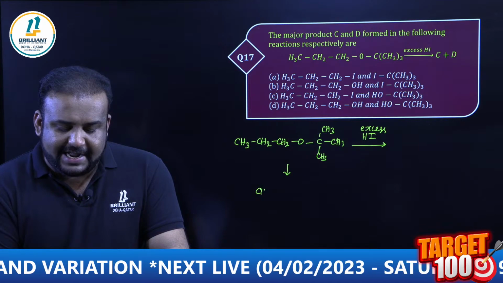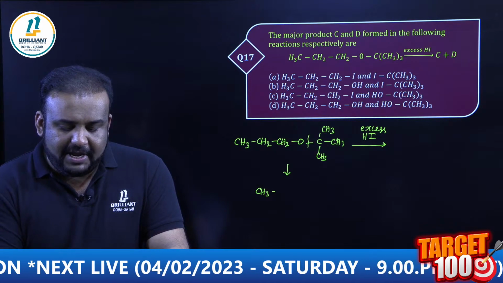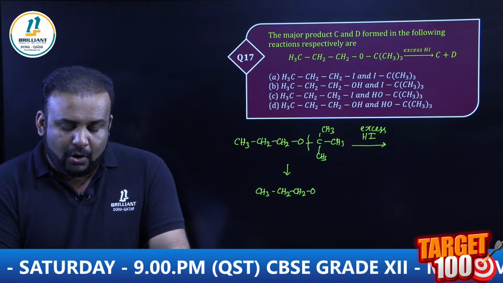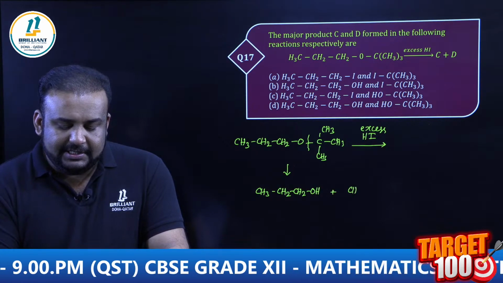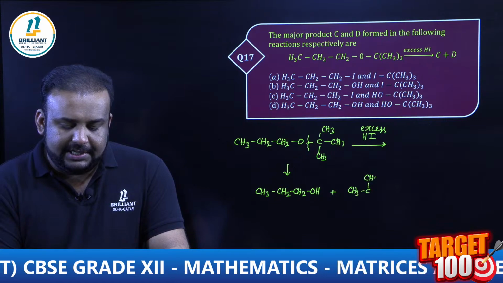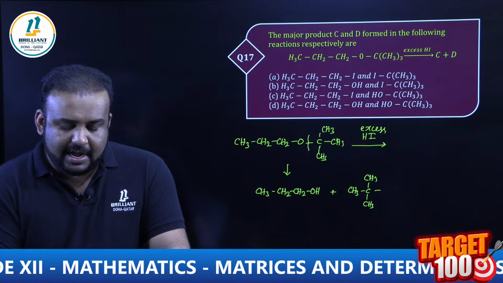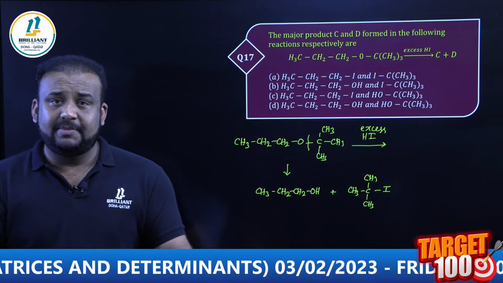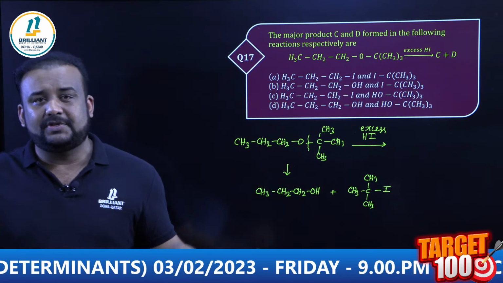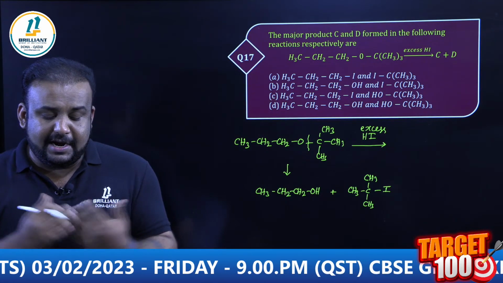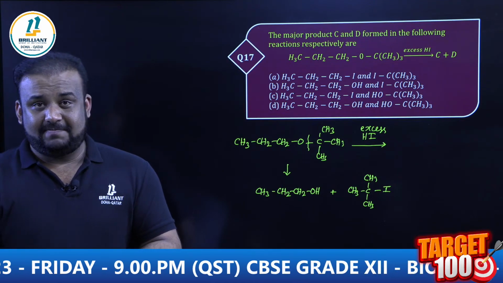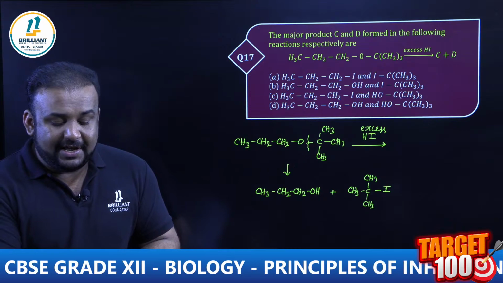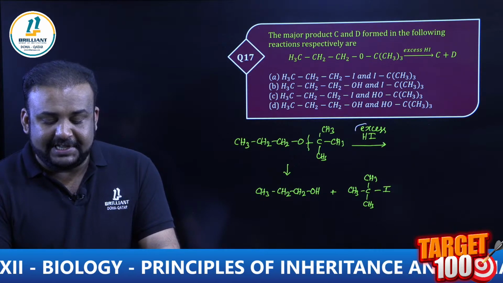So if you look into that aspect, we will see that the bond will be cleaved here, and you will have CH3CH2CH2OH plus (CH3)3C-I. Correct? Yes, because of the carbocation. Tertiary carbocation is more stable, so it will proceed through that SN1 pathway and undergo substitution. But this is not the answer. Here there is a part which you are missing out.